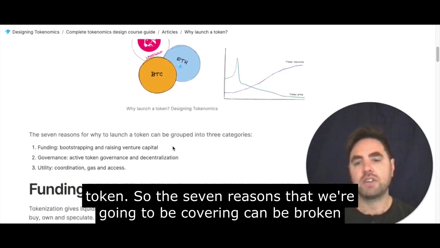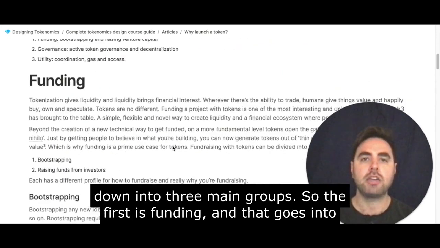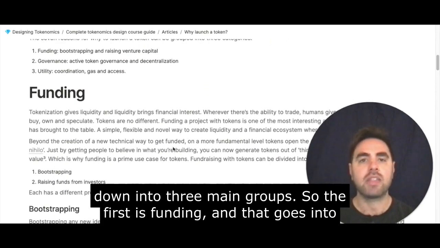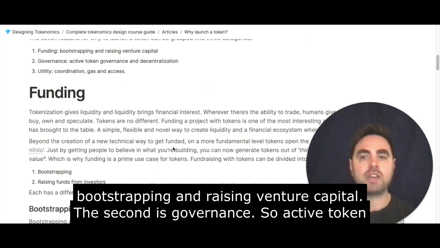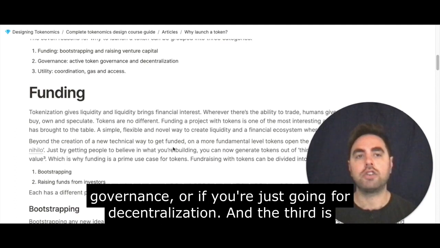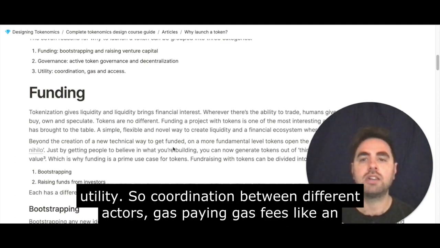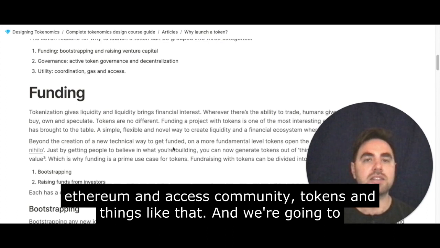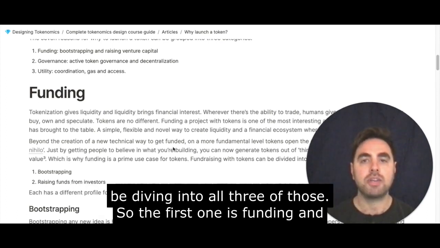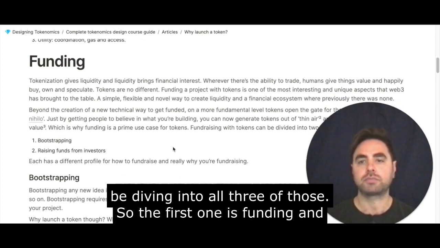So the 7 reasons that we're going to be covering can be broken down into 3 main groups. The first is funding, and that goes into bootstrapping and raising venture capital. The second is governance, so active token governance, or if you're just going for decentralization. And the third is utility, so coordination between different actors, paying gas fees like in Ethereum, and access, community tokens and things like that. And we're going to be diving into all 3 of those.